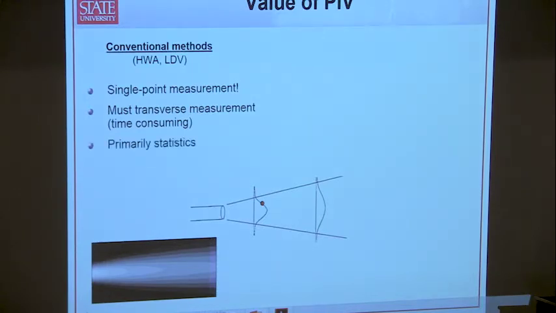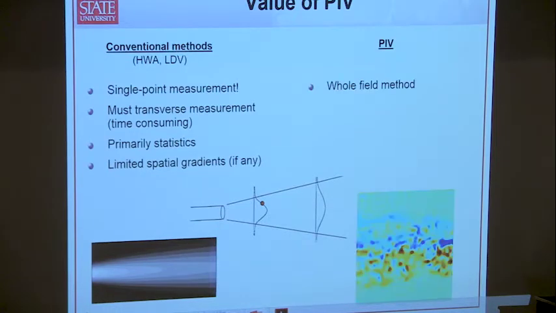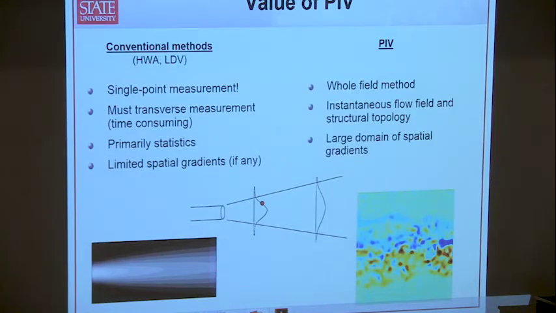this is quite time consuming. You get limited spatial gradients, if any, again, maybe with the hot wire or even two LDVs that are adjacent to each other. If you get two measurements close enough, you can get a spatial gradient, but it would be very limited. In terms of PIV, it's a whole field method, meaning that you get a shot at the minimum of a two-dimensional field of two velocity components and at least a few derivatives. You get instantaneous flow field and structural topology, and you get spatial gradients throughout the domain.